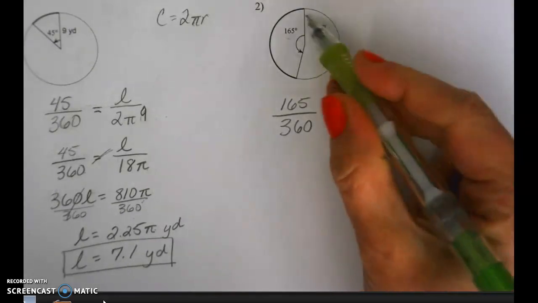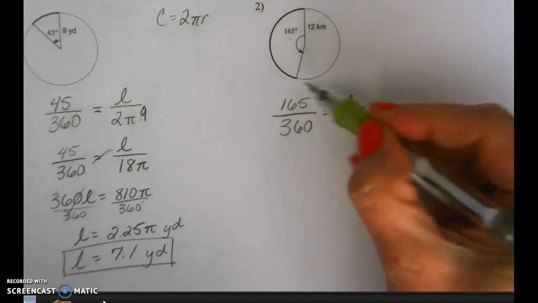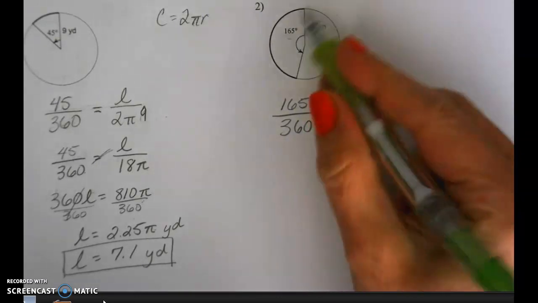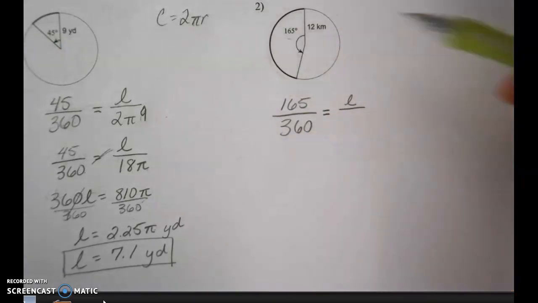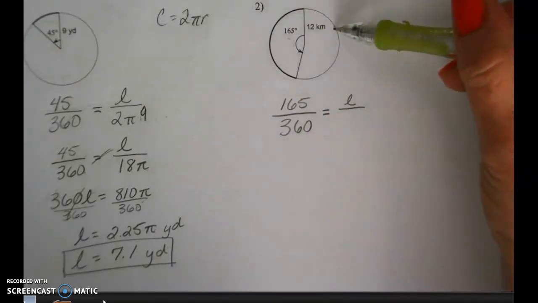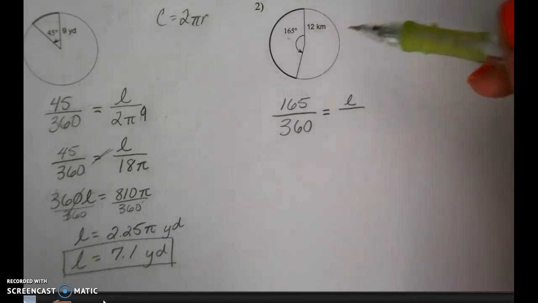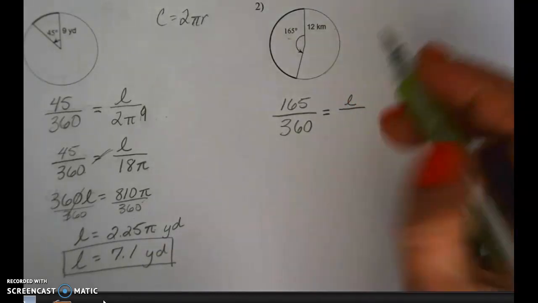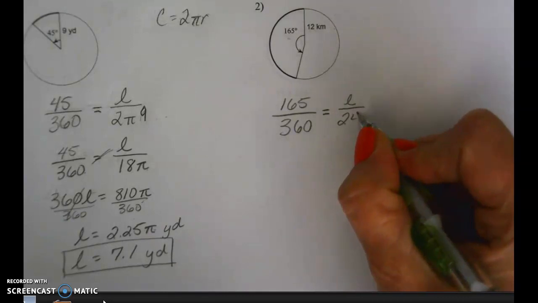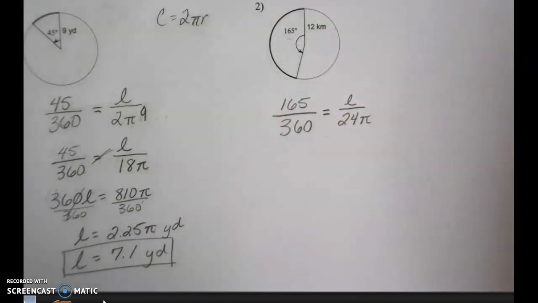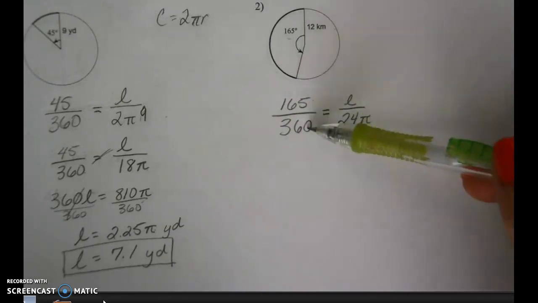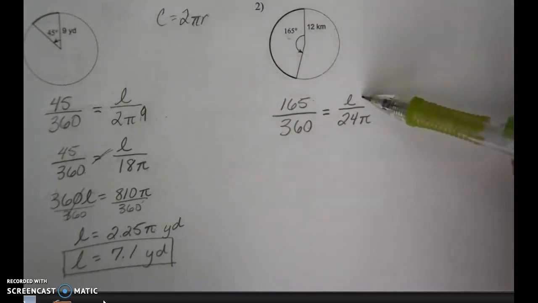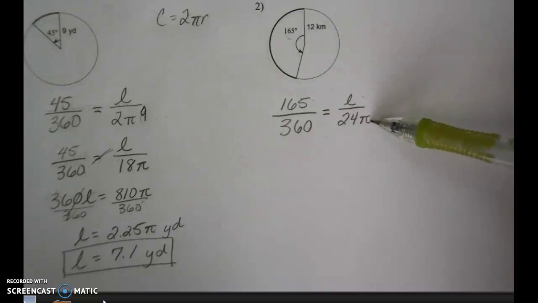to the entire length or the arc of the whole circle, which is the circumference, 2 times pi times the radius. Now my radius is 12 kilometers, and I know 2 times the radius, 2 times 12 is 24. So the circumference of that circle is 24 pi. Smaller angle to the whole should equal the smaller arc to the whole.